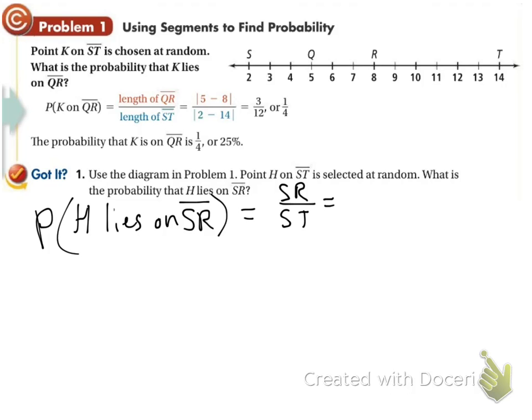So SR, let's count it. It's 1, 2, 3, 4, 5, 6 over the whole thing 1, 2, 3, 4, 5, 6, 7, 8, 9, 10, 11, 12. 6 over 12 is the same thing as 1/2. So you can write probability 3 different ways. You can write it as 1/2, you can write it as 0.5, or you could write it as 50%. Any of those would work. So there's a 50% chance that randomly choosing a point, it's going to land on SR.